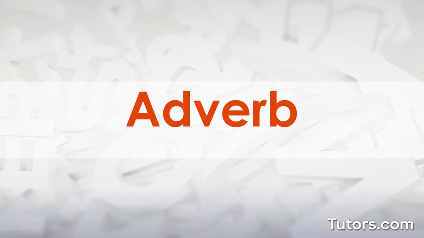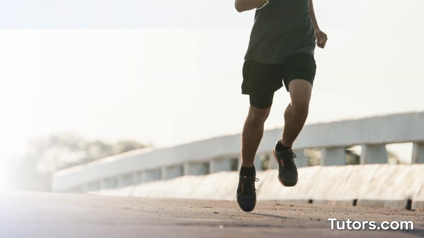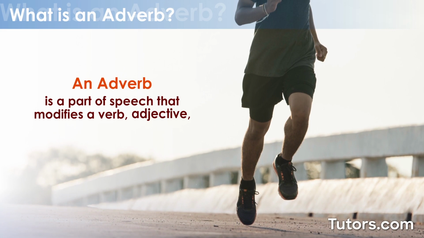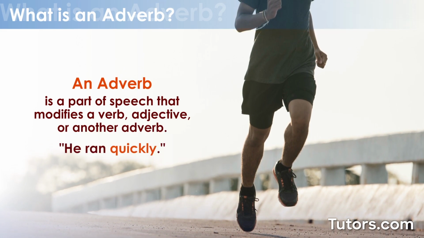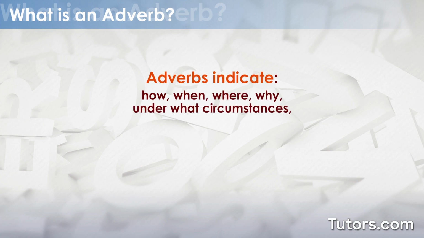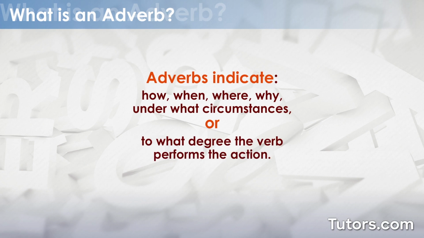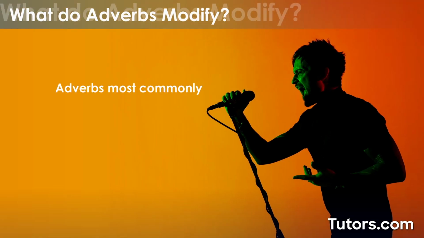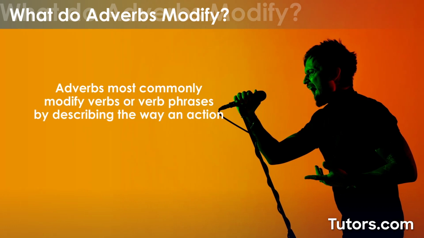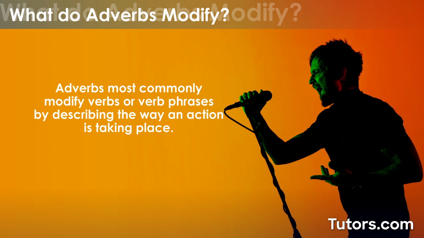What is an adverb? An adverb is a part of speech that modifies a verb, adjective, or another adverb. Adverbs indicate how, when, where, why, under what circumstances, or to what degree the verb performs the action. Adverbs most commonly modify verbs or verb phrases by describing the way an action is taking place.